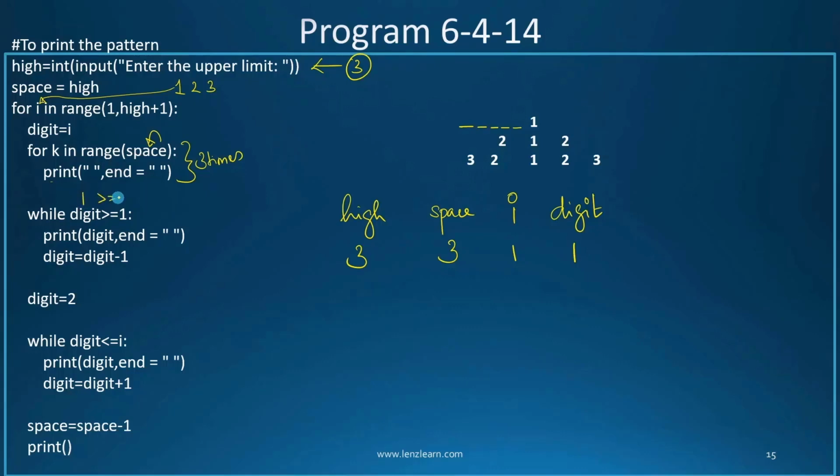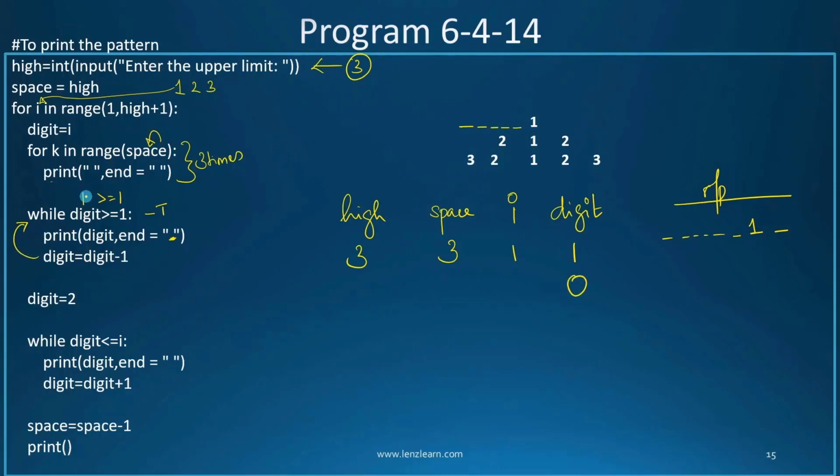So 1 is greater than or equal to 1, that is true. I will print the digit. So in the output, now we have printed many spaces. After that, now I am printing digit, so 1 will be printed, and now the value of digit is decremented by 1, so the digit will become 0.